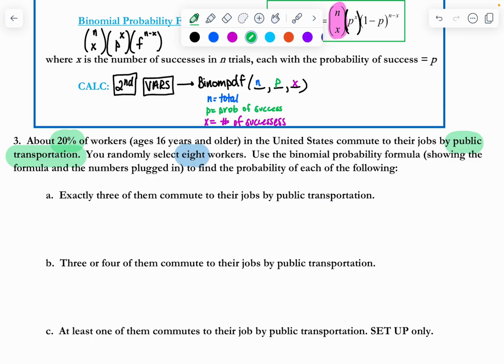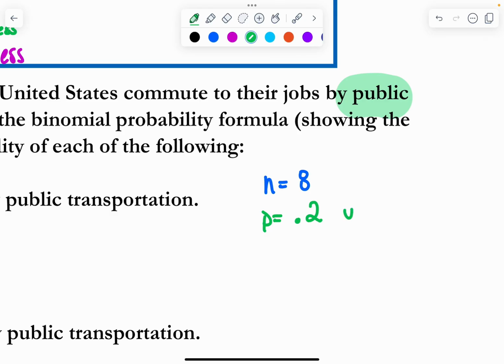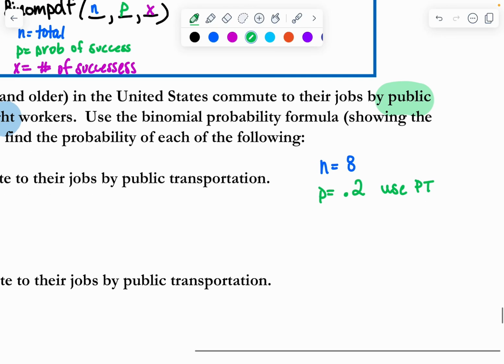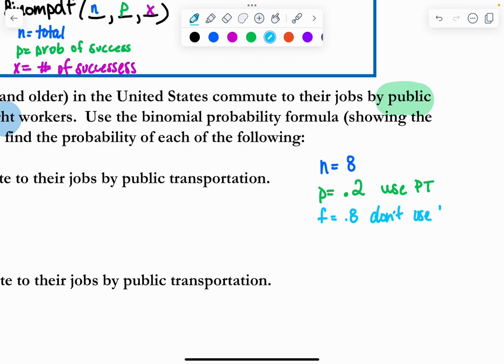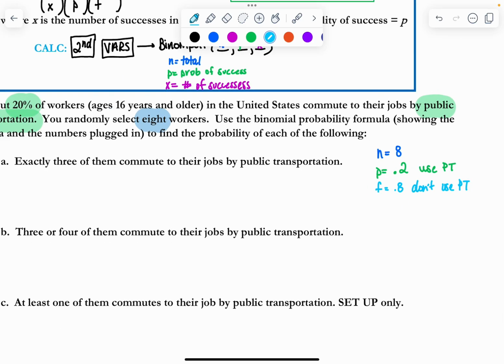So if we write out the information, and I like to do this in the margin here, there are a total of 8 people, 8 workers that we surveyed, and we said, hey, do you use public transportation? And according to this blurb, 20% or 0.2 use public transportation, PT. That means the number of people who don't, a failure, would be 0.8, who don't use public transportation. And then if we look at letter A, it wants us to know what the probability is that exactly 3 of them, that's our X, use public transportation.